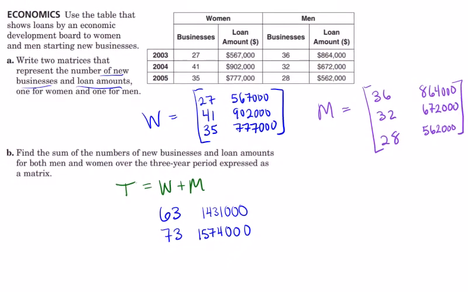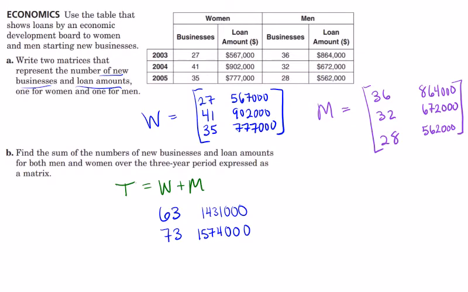And then last but not least, 35 plus 28 is 63. And then we will add 777,000 with 562,000. So that's going to be 1.3 million, 1,339,000. All right, so that's our total matrix. That's the total number of businesses and loan amounts for those 3 years.